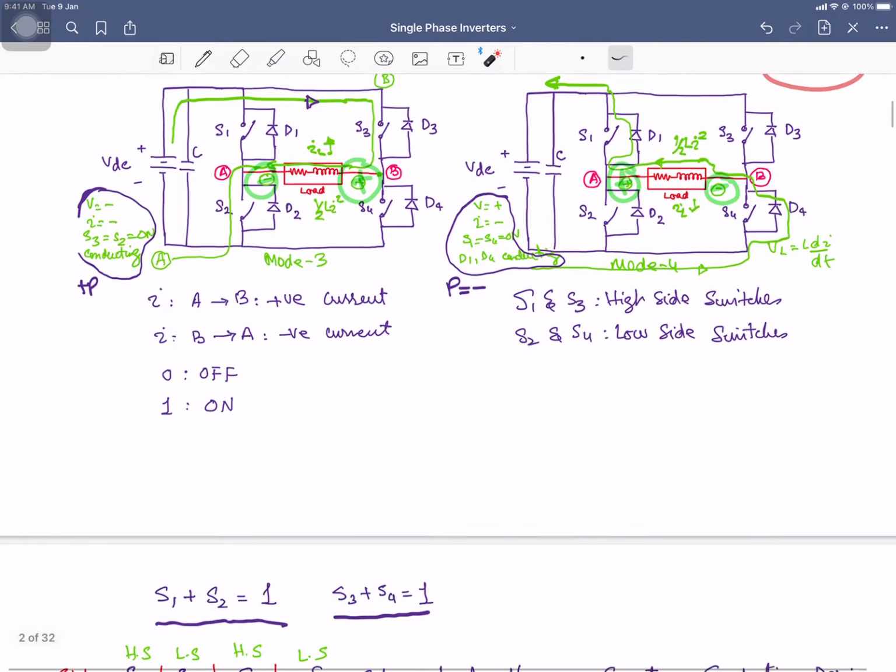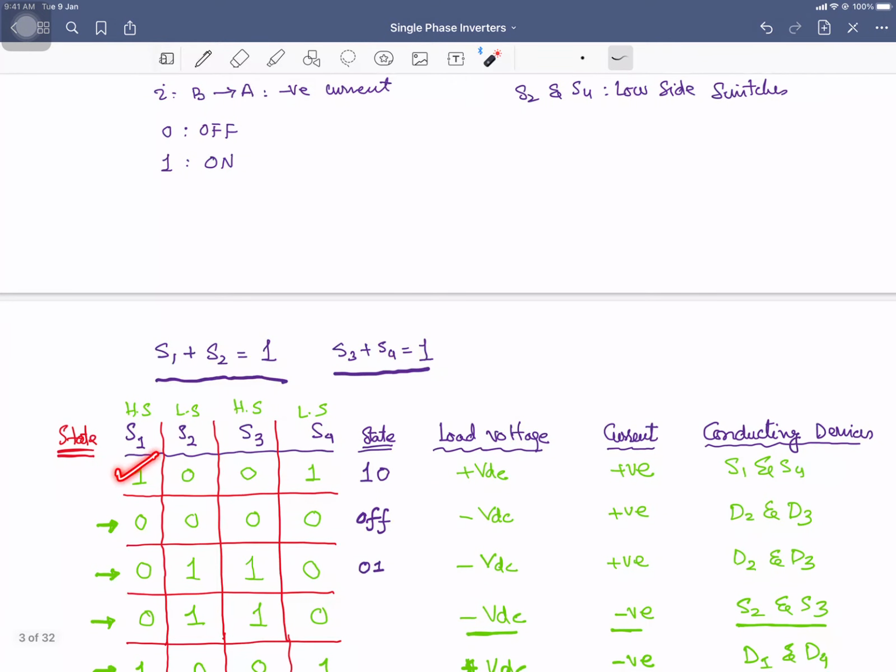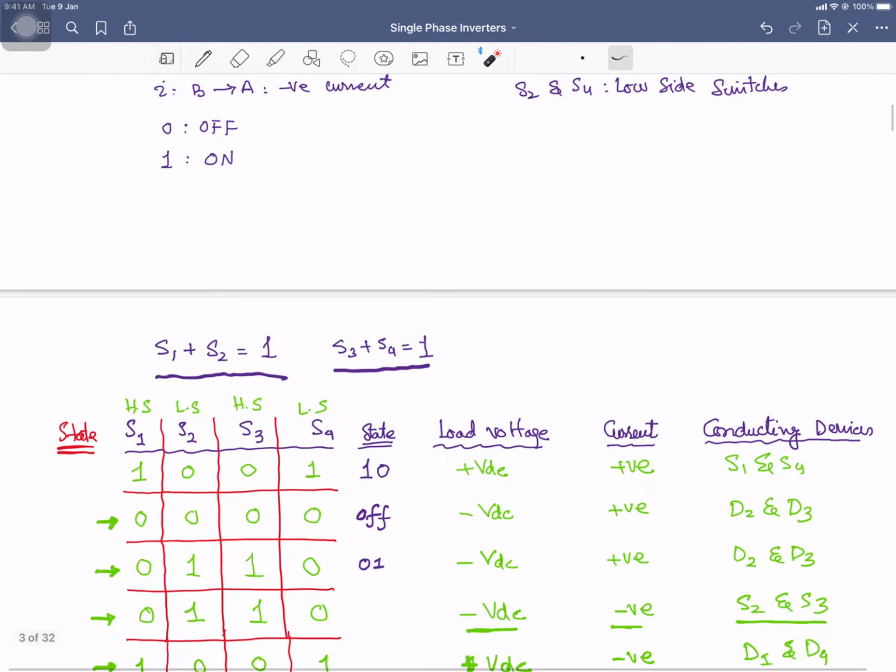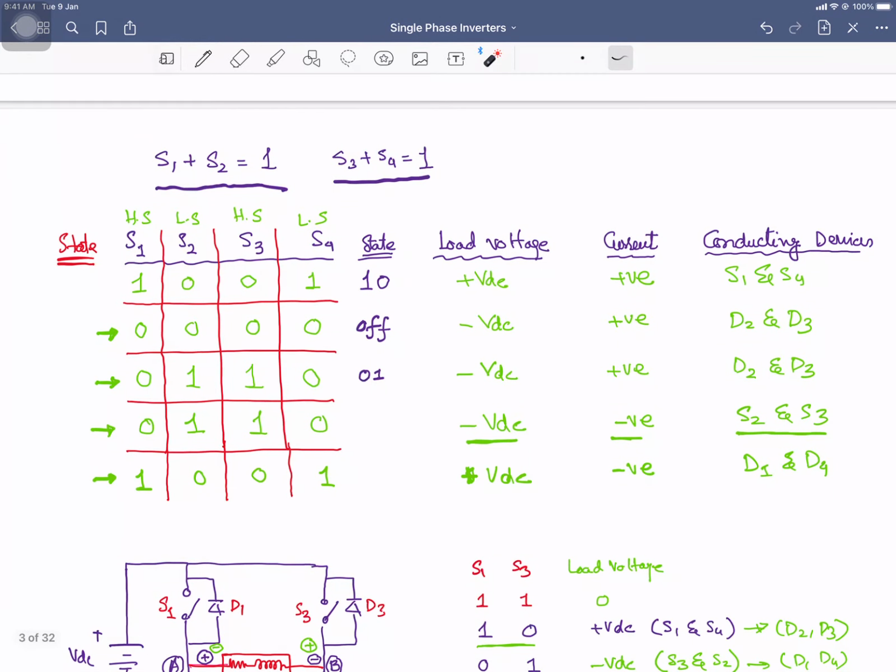So 1 0 0 1, so that you can see over here, that is the first state, and if you apply that one, you are going to get positive voltage, positive current, and your conducting devices are the two main switches, S1 and S4.